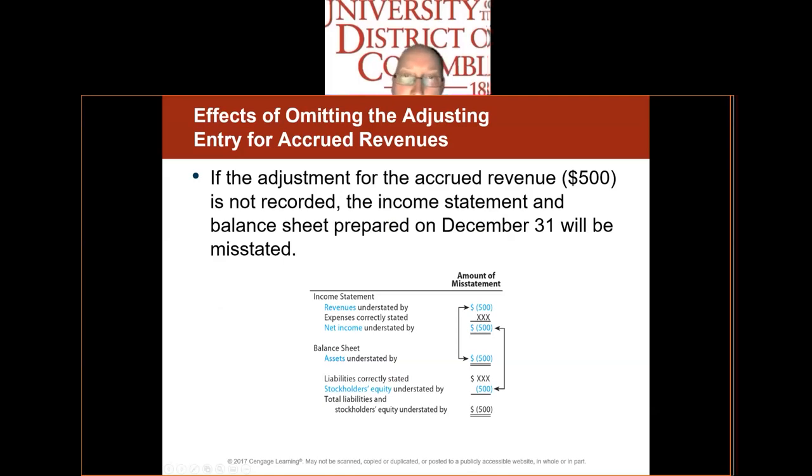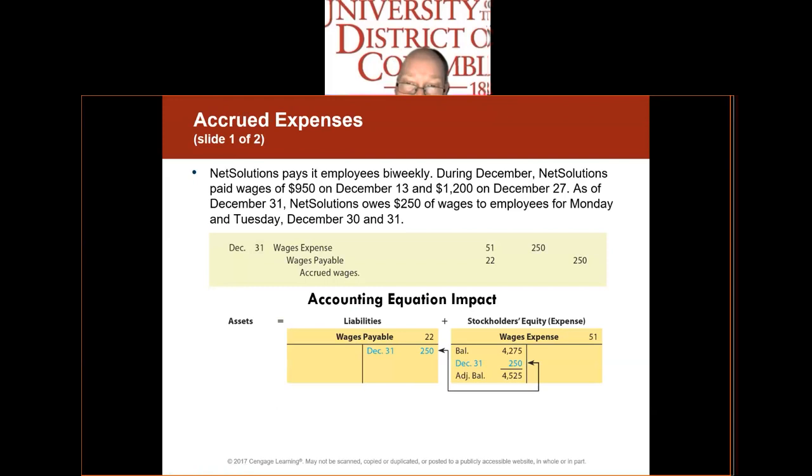Now, if the adjustment for the accrued period of $500 was not recorded for whatever reason, either I forgot it, or I didn't send the bill yet, or I misstated it, the income statement and the balance sheet prepared would have been misstated. In other words, it would have been $500 short for revenue, and $500 short for assets, which could cause a problem. So then I would need to make an adjusting entry to get that $500 in. So, that's that example.